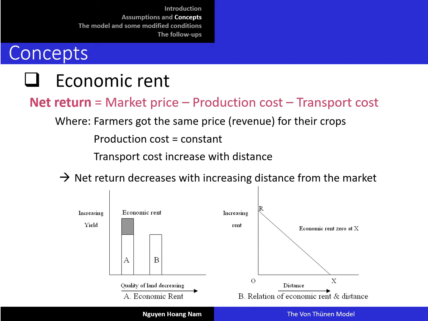Net return decreases with increased distance from the market. It's obvious, as you can see: the farmer gets the same price and the production cost stays constant. So if transport costs increase, then net return will decrease. If you look at the equation, it's easy to understand. Net return will decrease if transport costs increase because other factors stay the same. The other way around, net return will increase if transport costs reduce.